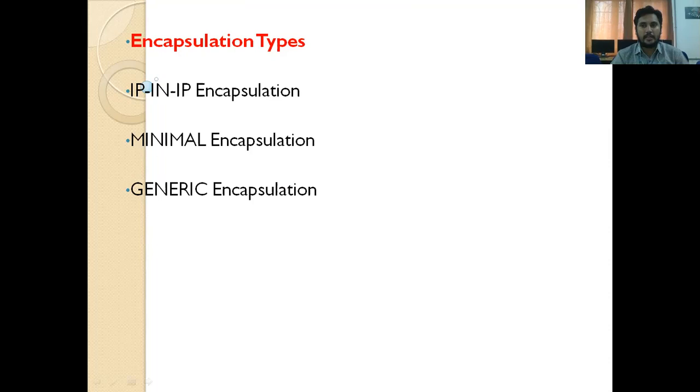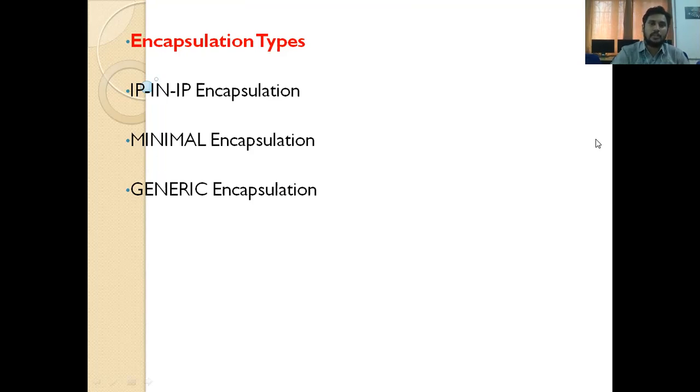First a packet is encapsulated, then it is decapsulated. The packet is encapsulated, travels via a tunnel and reaches the destination. At the destination, the receiver receives the packet and decapsulates it. So how is a packet encapsulated, how is the data framed in a packet? Encapsulation is done in three ways: IP in IP encapsulation, minimal encapsulation, and generic encapsulation.